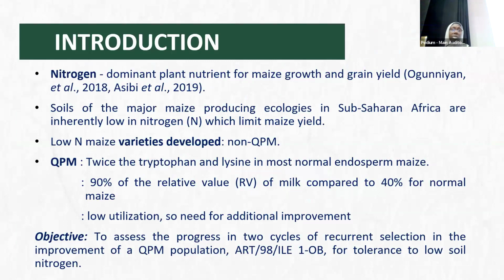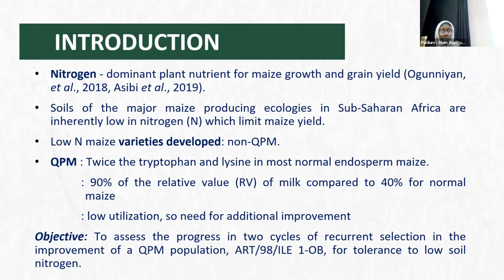Nitrogen is a very important element in maize growth and yield, but soils of most of the maize producing ecologies in sub-Saharan Africa, including Nigeria, are relatively low in nitrogen. Many low-nitrogen tolerant maize varieties have been developed, but none of them is a quality protein maize, and that is why we are trying to develop quality protein maize with tolerance to low soil nitrogen to enhance its use.